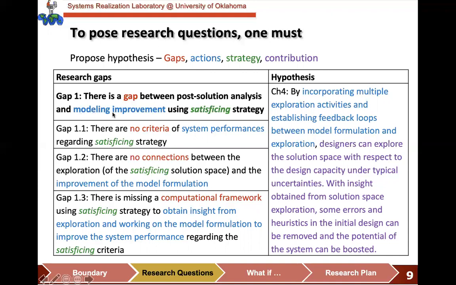The action is modeling improvement. And when I break it down, it includes the system performances, evaluation, and then improvement of the model formulation. And how do I know? How do I do this? Through obtaining insight from exploration and working on the model formulation to improve the system performance.